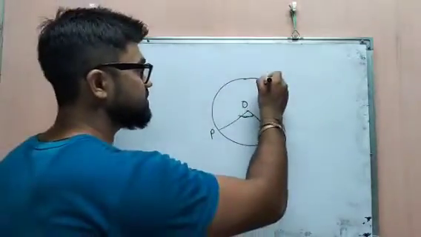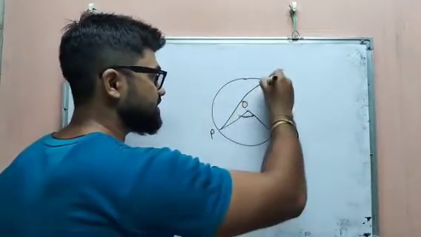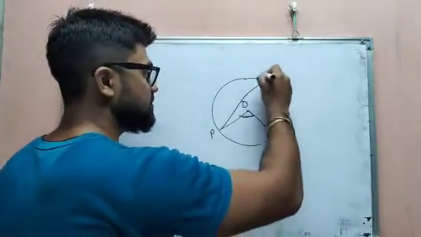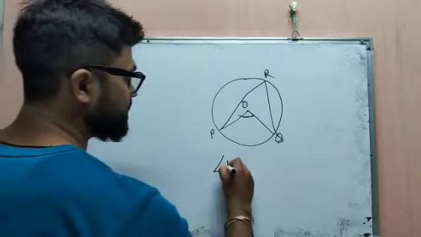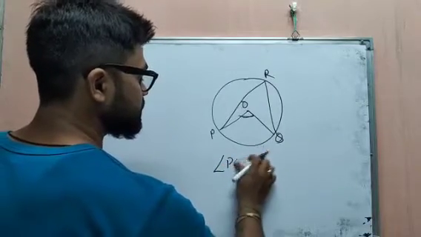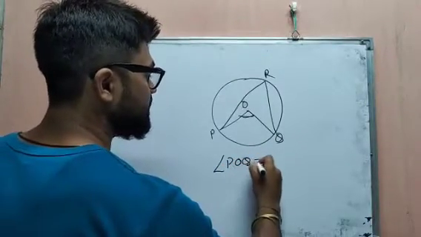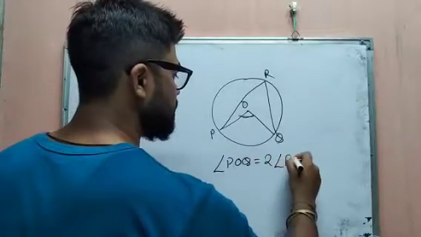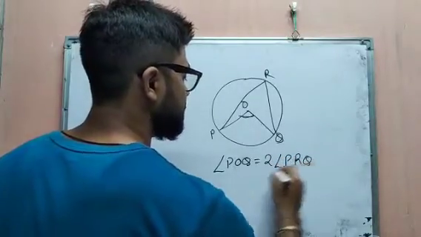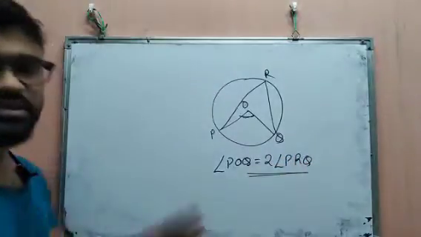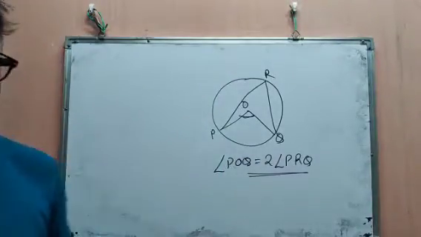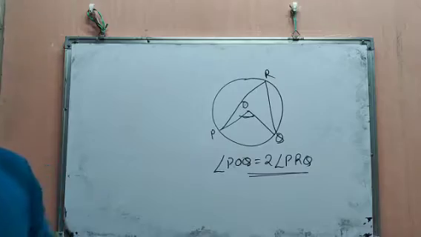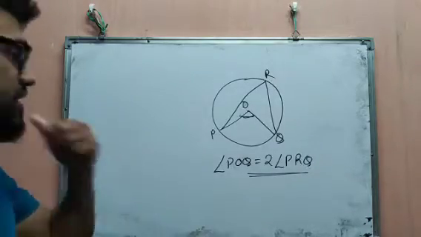If we take a point R on the circle and apply the subtended angle there also, then by this theorem angle POQ will be equal to twice angle PRQ. This is theorem 10.8. Secondly, we can say the angles in the same segment of a circle are equal.